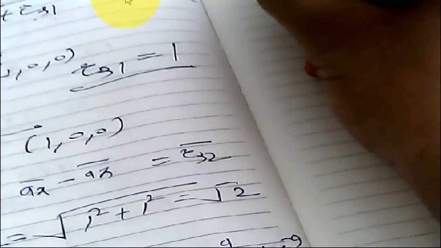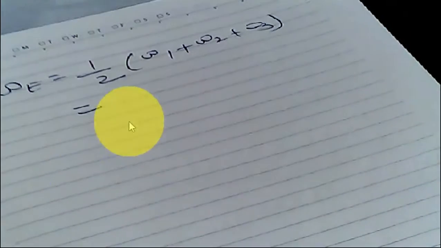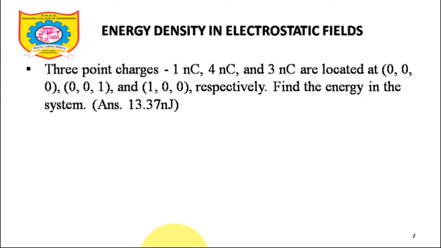And finally, whatever value you get, try to understand the last step of this particular numerical. So total WE is equal to what? We know the formula. Don't forget to put this half here. So half of W1 plus W2 plus W3, and that answer should match your final result. So what is that final result? The answer of this particular thing is 33.37 nanojoule.